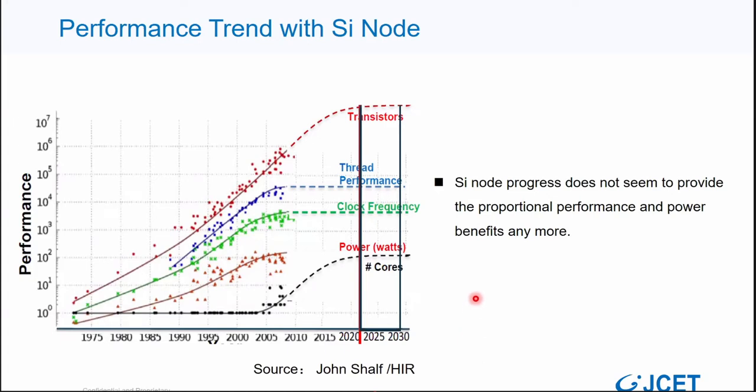Also, the performance trend is not matched. Actually, silicon node progress does not seem to provide proportional performance and power benefits anymore. From here, especially the clock frequency, you can see that from about 10 years ago it is almost already saturated, and the power also saturated soon, and the thread performance is also flat. So overall, the silicon node did not provide enough effective performance.